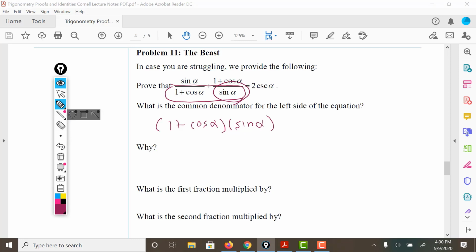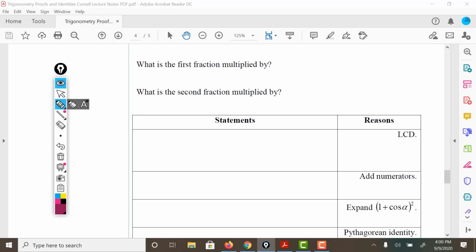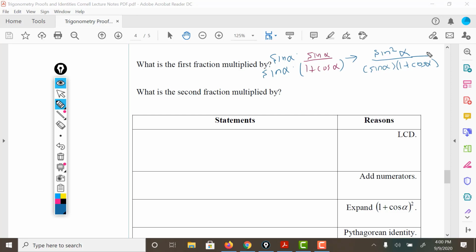Looking at the first fraction, we have sine of alpha over 1 plus cosine alpha. If I multiply this by sine, I do the top as well, and this becomes sine squared alpha. And don't distribute these. You could, but in doing trig proofs, you're usually better off not distributing things because they might end up canceling out at the end. So that's the first fraction made into a common denominator.